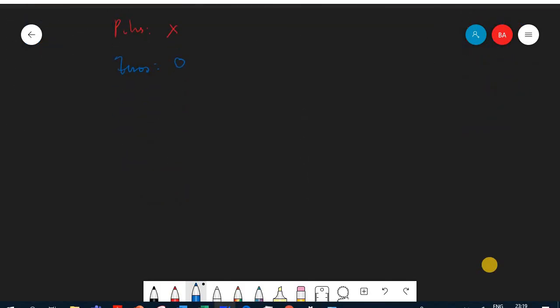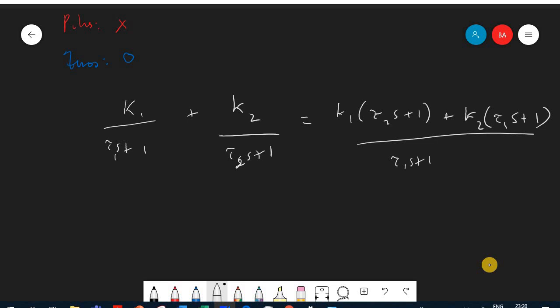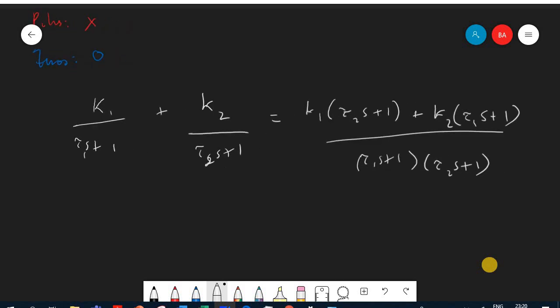And how does that happen? If you can recall, when you have two systems in parallel, you add them. When you add those two systems, this is what you're going to have: k1 into tau 1 into tau 2 s plus 1, plus k2 into tau 1 s plus 1, over tau 1 s plus 1 into tau 2 s plus 1. So this is what we have as a system.